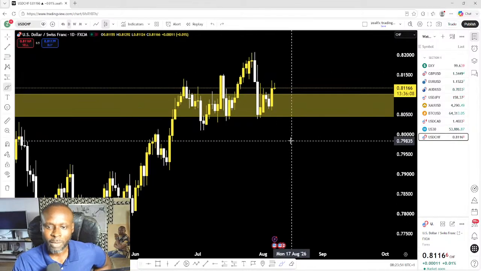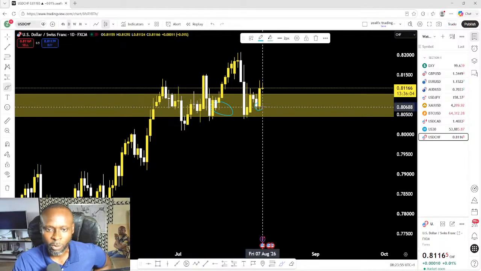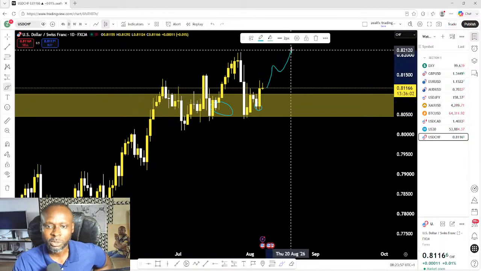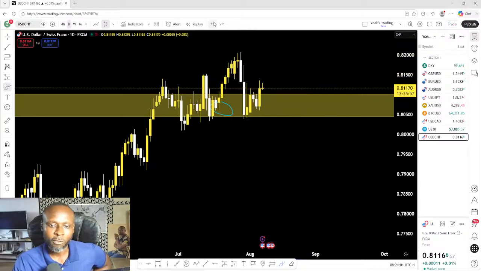And you can see currently price rejected from our support levels, daily support and also weekly support. This will trigger more buying for the USD CHF to the top. So this is a kind of bullish opportunity for USD CHF to the top.